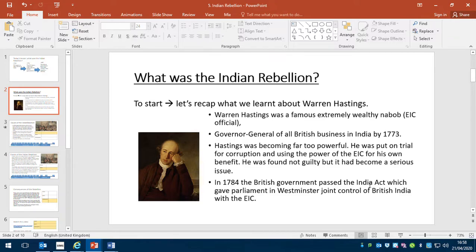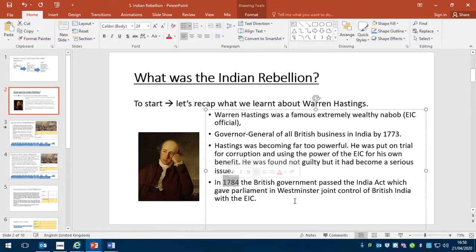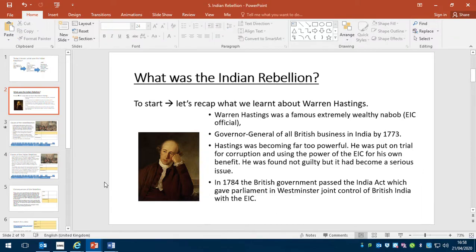Now, the India Act in 1784 gave Parliament in Westminster joint control, as we were just saying, of British India within the EIC. So 1773 was when the process started, 1784 was when they had joint control. Now, if you want to return to your profile that you created on Warren Hastings last lesson, feel free. Pause the video and do so.